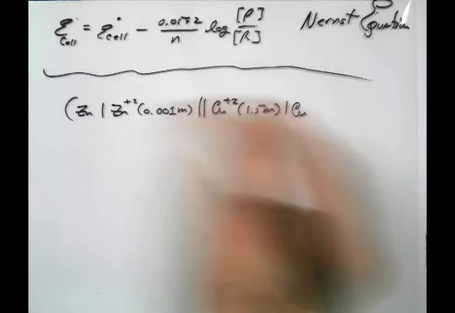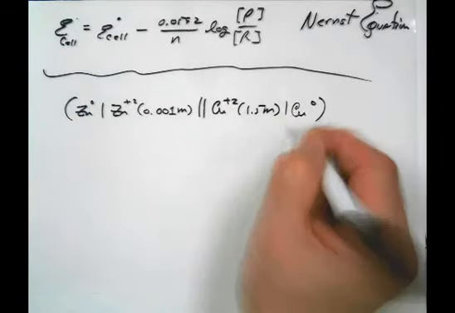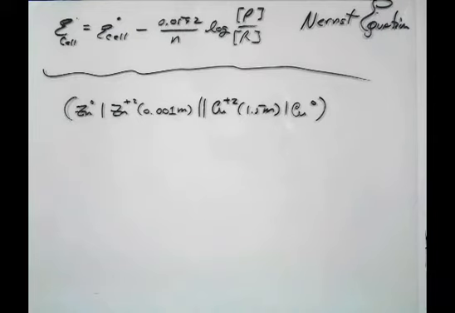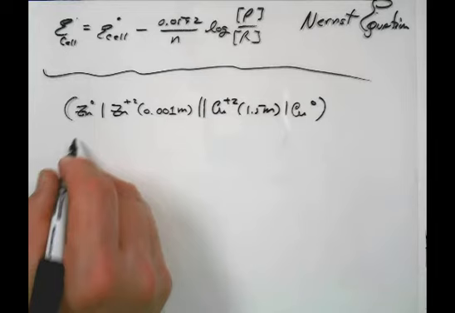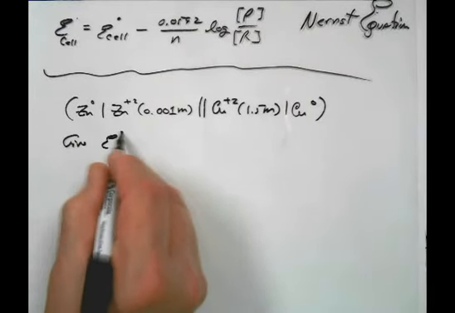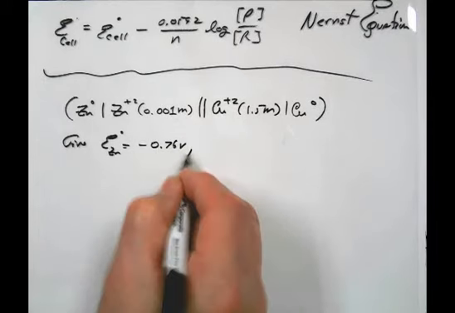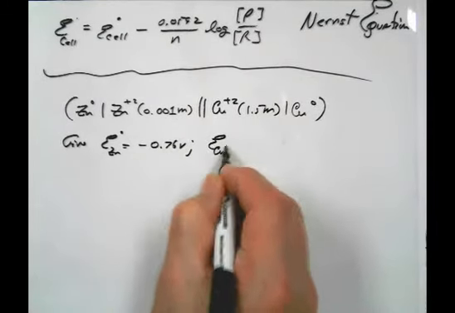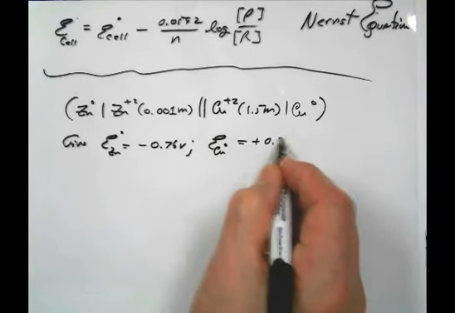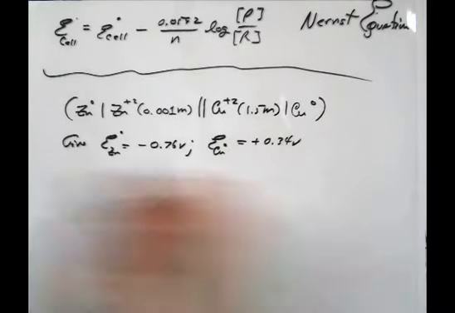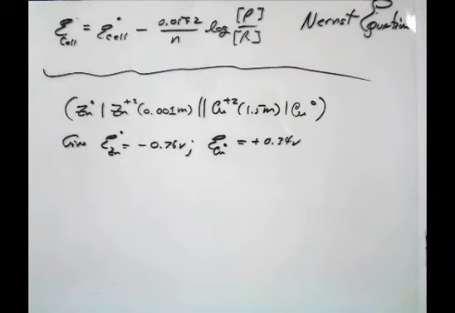Now you're also given the E naught zinc to equal a minus 0.76 volts, and E naught copper to be a plus 0.34 volts. And you know the electrons are going to flow from the negative to the positive like that.